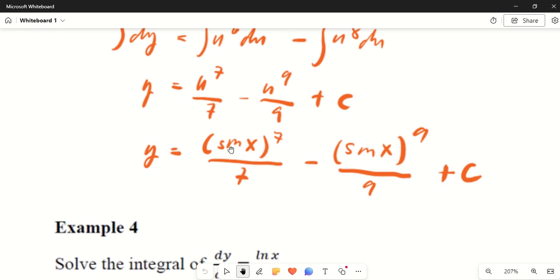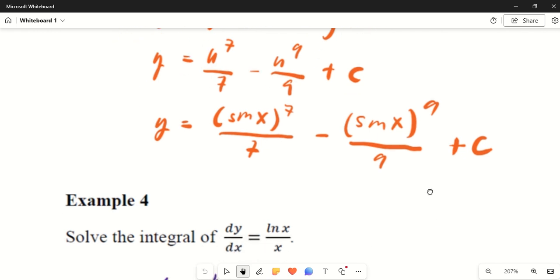Please bear in mind that your sine x raised to the 7th power can be written also as sine, then you have the exponent 7, and then followed by x. They mean the same thing. I can accept that as your answer also. So that's your final answer for this example.